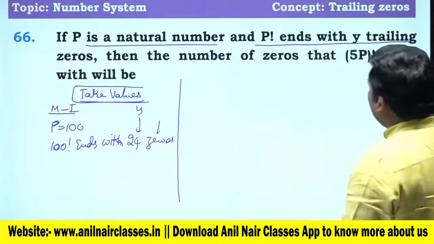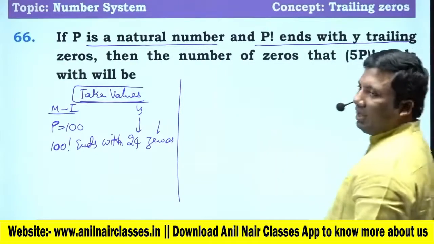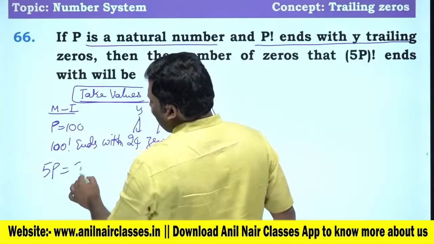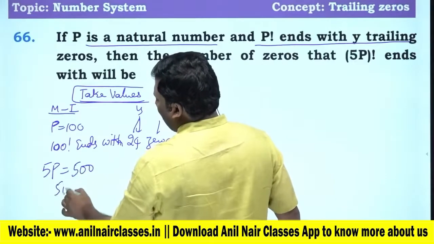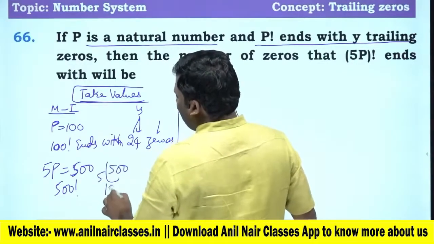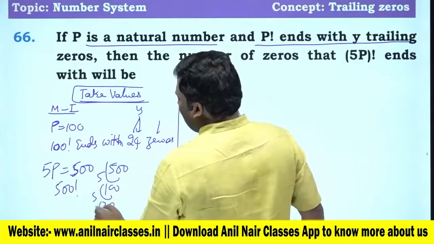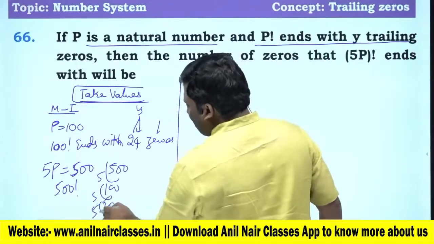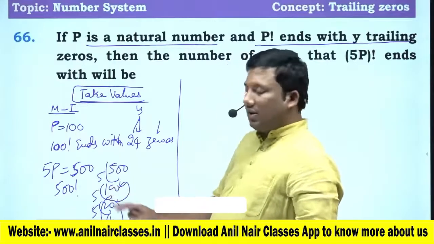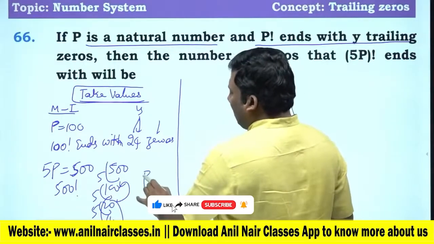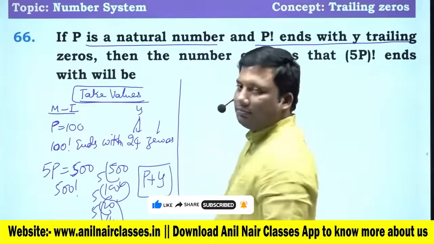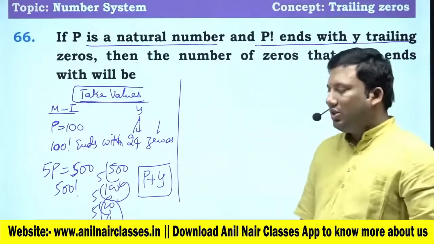Then the number of zeros in 5P factorial. 5P means 5 into P, 500. 500 factorial ends with how many zeros? 500 has 5 100s, 5 20s, 5 4s. That means this plus this will get added. What is 100? It is P. 24 is Y. Answer is P plus Y.